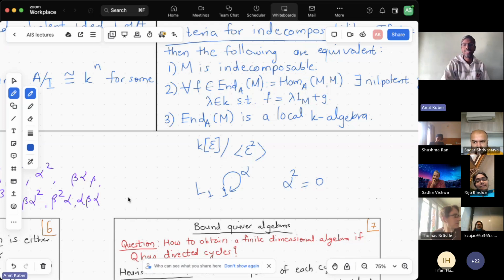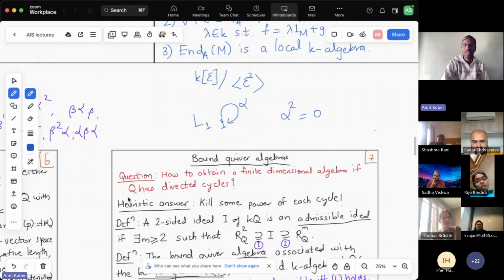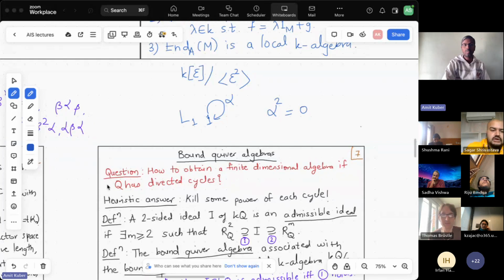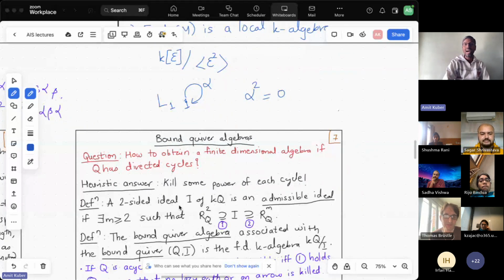Okay, so how to do that? Algebraically, we still have to do something. The heuristic answer is to kill some power of each cycle, but maybe there are too many cycles. So how to algebraically manipulate the situation? We say that a two-sided ideal I of the path algebra is an admissible ideal if it sits inside the square of the arrow ideal, and some finite power of the arrow ideal sits inside I.